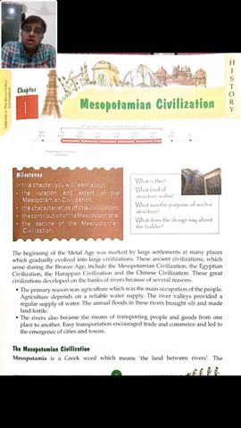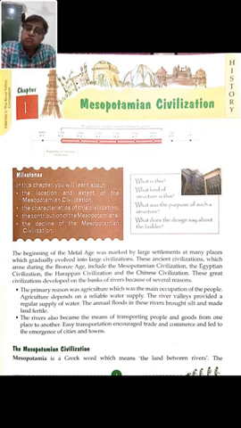For example, the two reasons are as follows. Number one, the primary reason was agriculture, which was the main occupation of the people. Agriculture depends on a reliable water supply. As you all know, agriculture has always been the backbone of the people. So for agriculture, a continuous water supply is required. So people settled down near the banks of the rivers, or the civilization developed near the banks of the rivers, because a continuous and unstoppable water supply was available for agriculture.